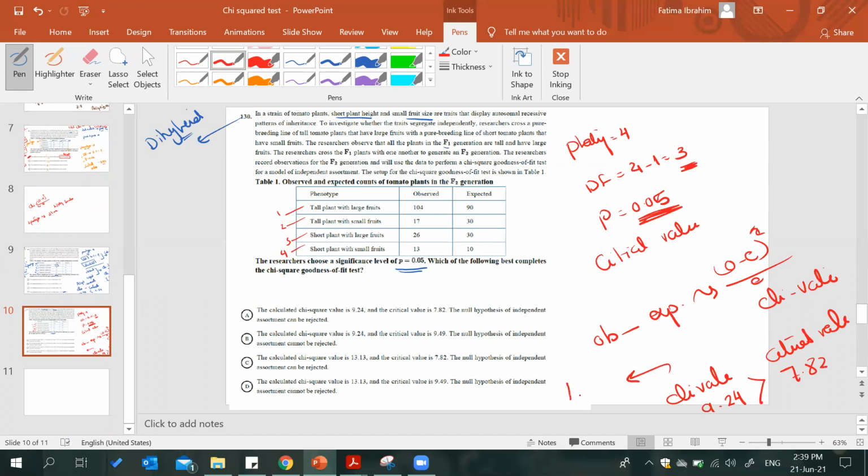So in that way, you have to reject the null. So the answer would be A, the chi-square is equal to 9.42, and the critical value is 7.82, the traits are not independent and the null can be rejected. You have to reject the null. And that's it. Thank you.